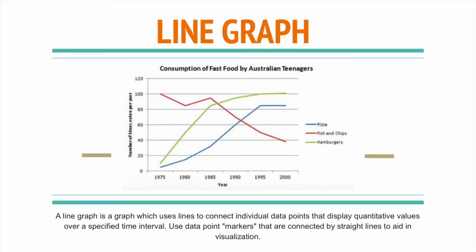A line graph is a graph which uses lines to connect individual data points that display quantitative values over a specified time interval. Use data point markers that are connected by straight lines to aid in visualization.